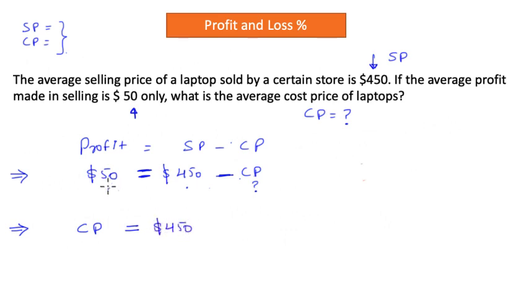And then we transfer this $50, which is on the left hand side, and we bring it to the right hand side right here. As we do so, the sign in front of 50 will change. Now it will become negative $50 because we are taking it to the other side, right? Now you have a simple mathematics problem, 450 minus 50, and that becomes $400. So the cost price of each laptop on an average is $400.